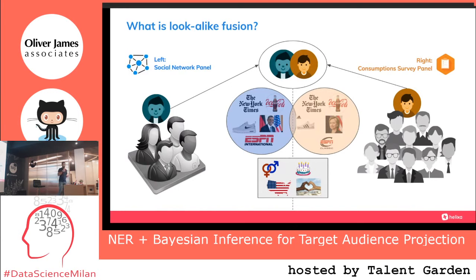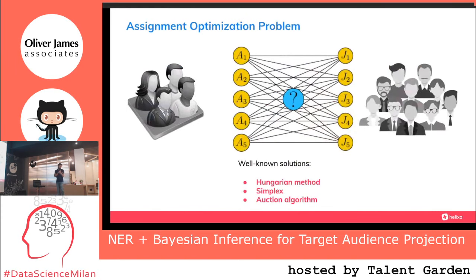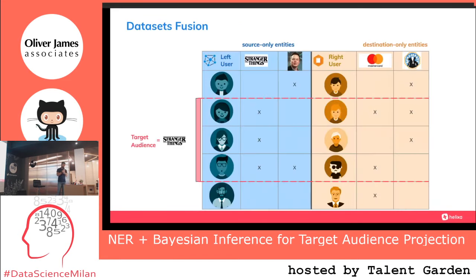In this example, we can see they both interact with New York Times, Coca-Cola, and they are both Democrats, or at least they interact with Democrat politicians. Once you've done the match, this is simply an assignment optimization problem. There are many solutions out there. After you've created this link, you take the two data sets and stack them vertically.